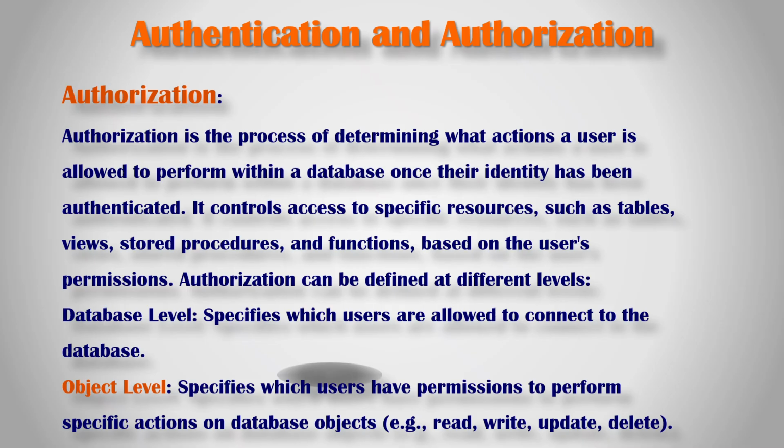Database level specifies which users are allowed to connect to the database. Object level specifies which users have permissions to perform specific actions on database objects, for example, read, write, update, delete.